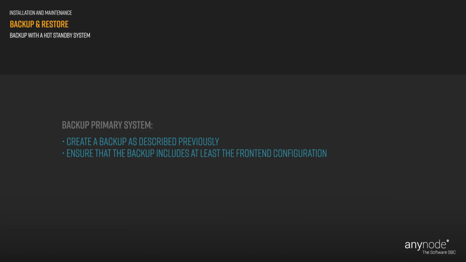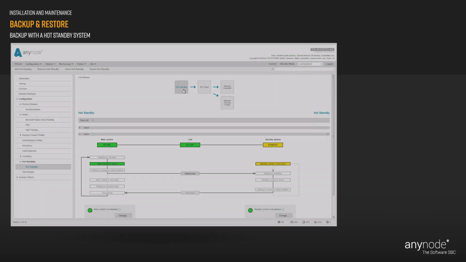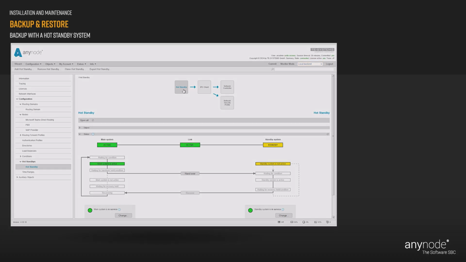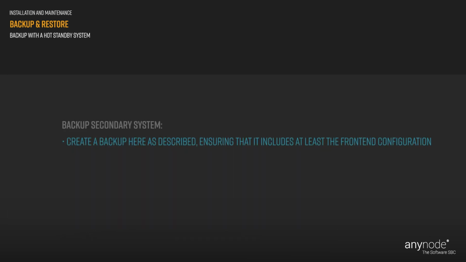Backup primary system. Create a backup as described previously. Ensure that the backup includes at least the front-end configuration. Backup secondary system. Do not use the combo box in the top right menu to switch to the secondary system. You must physically access the front end of the secondary system. Create a backup here as described previously, ensuring that it includes at least the front-end configuration.